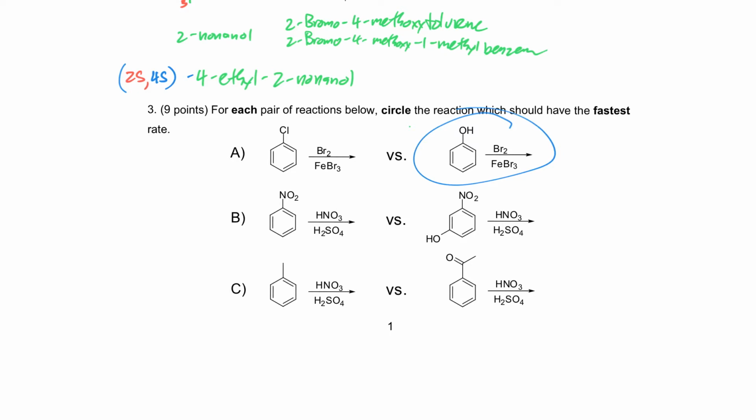For part B, we've got a nitro group on both rings, but we have a hydroxy or an OH group on the ring on the right side. And so that's certainly going to be a more activated ring, because that has the strong activator again, so we'll circle the right side. And then for part C, we've got toluene with a methyl group versus acetophenone with a ketone group. So a weak activator versus an electron withdrawing group. This is a moderate deactivator, and so we'll circle toluene because it is the most activated ring in this case.